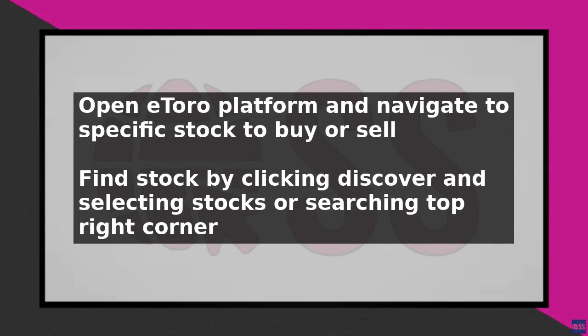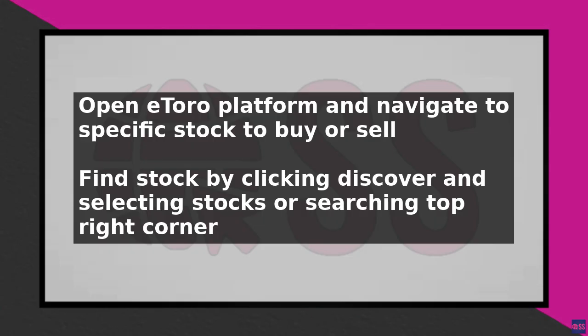To trade stocks on eToro, start by opening the platform and navigating to the specific stock you want to buy, sell, or trade. You can find it by clicking on Discover and then selecting Stocks, or by searching for it in the top right corner. For instance, if you're interested in software stocks, you can click on that category and browse through the available options.